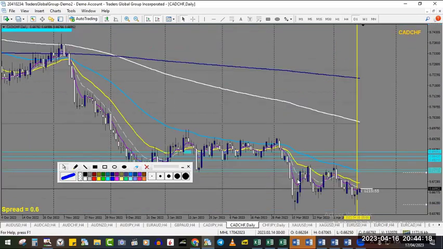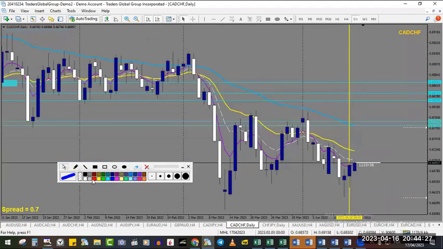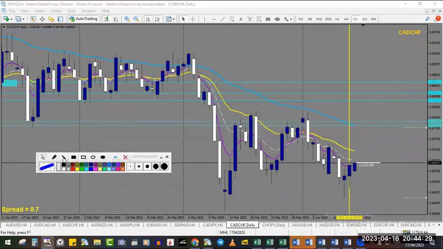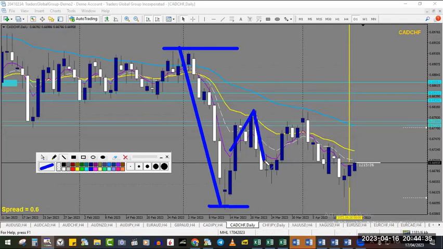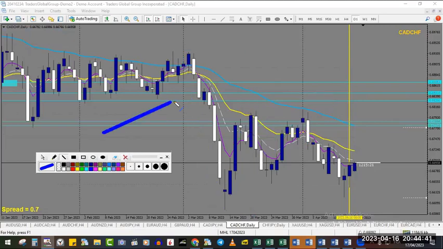Now, CAD CHF. So CAD CHF is very interesting, and there is a good setup that might form. We are on the daily chart, and the weekly will show a very impulsive move going down from here to here. And then there is a double top here, so there is a lot of liquidity just above that. And what do we get just above that? We have a supply zone, a nice drop, a base of one candle only, and then a drop.